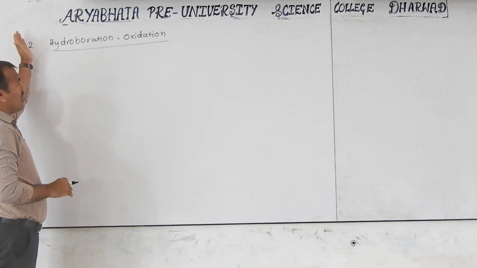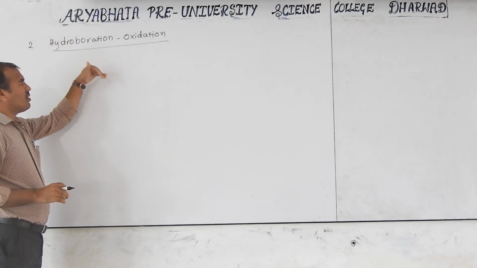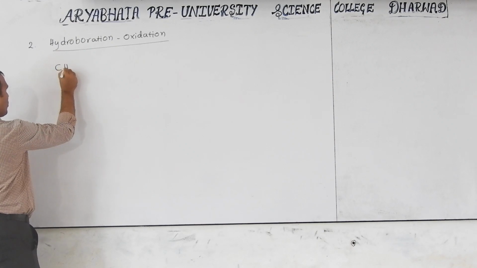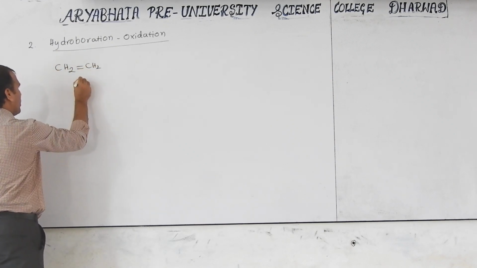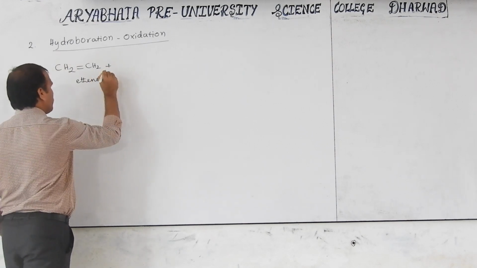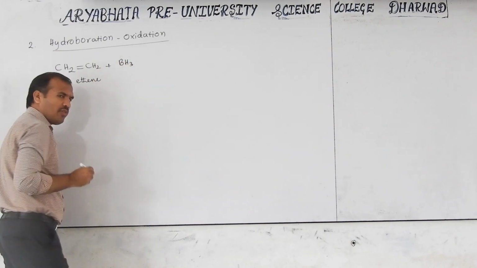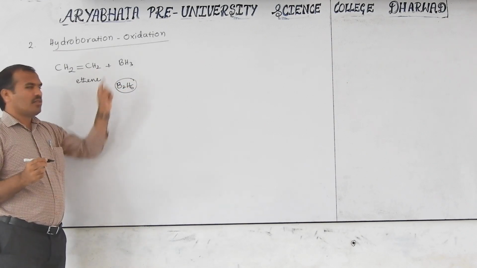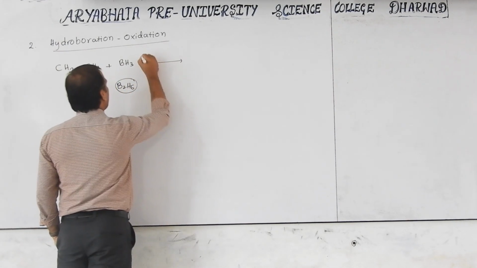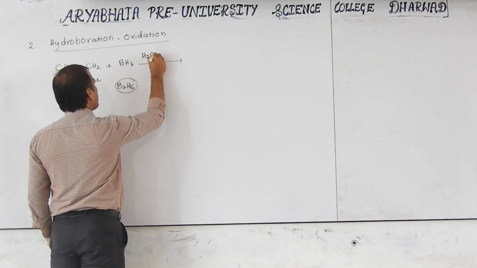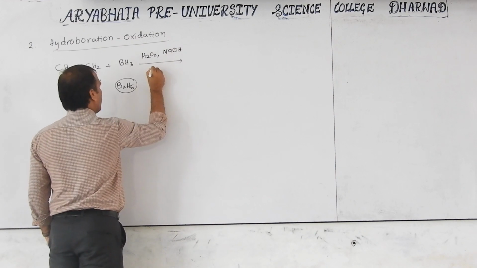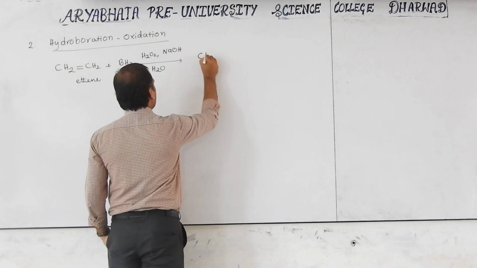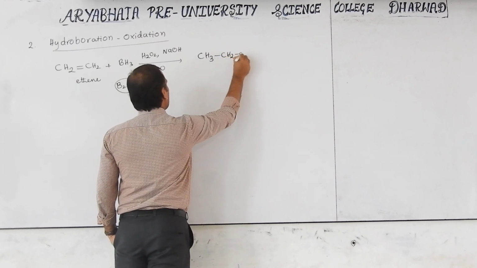Earlier, the alkene reacted with an acidic medium. Now here the alkene reacts with diborane. You may know diborane from first year. CH2=CH2, this is ethene, reacts with BH3. This is the monomeric form; the dimeric form is B2H6, called diborane. You can use either in this reaction, no problem. Along with this, we use H2O2, NaOH and water. The alkene reacts with diborane and gives alcohol, CH3CH2OH.